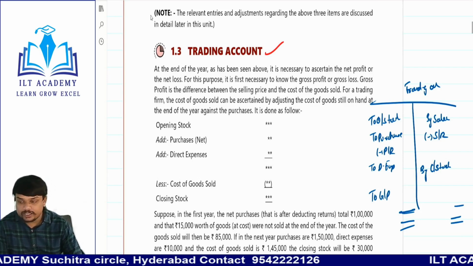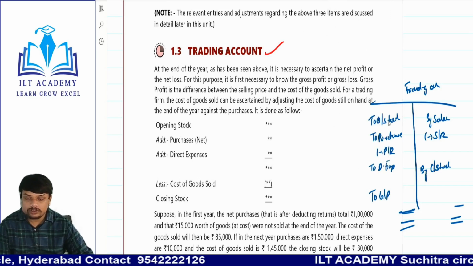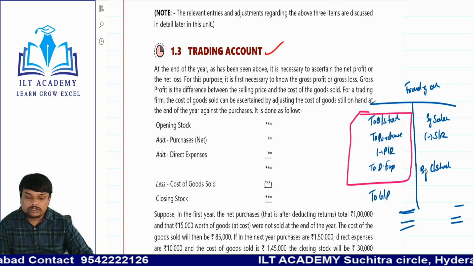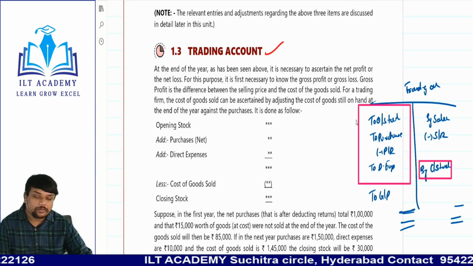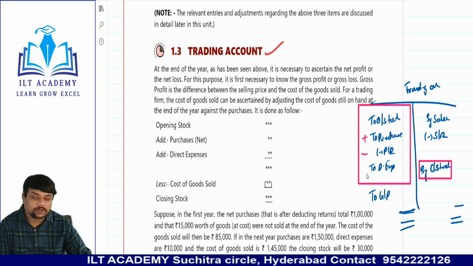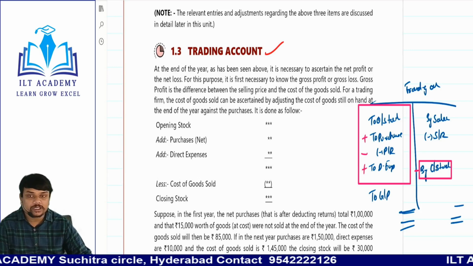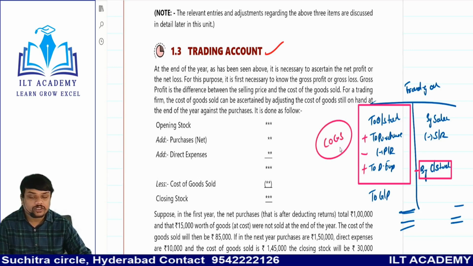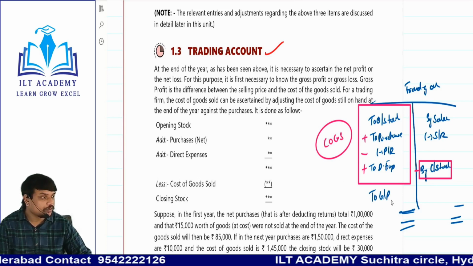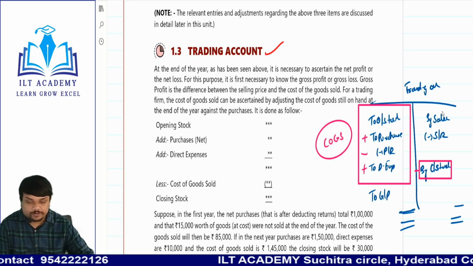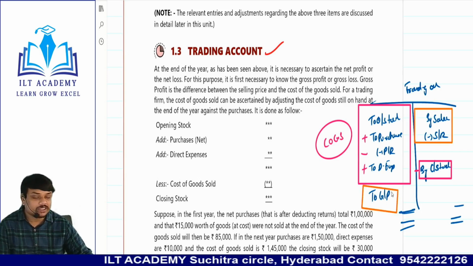Now by adding opening stock, add purchases minus purchase returns, add direct expenses, minus closing stock, this box minus this box will give you COGS. Now you can also do sales minus sales returns minus COGS, which will also give you gross profit, or else this box, orange box minus orange box. Big one minus small one will give you the difference.